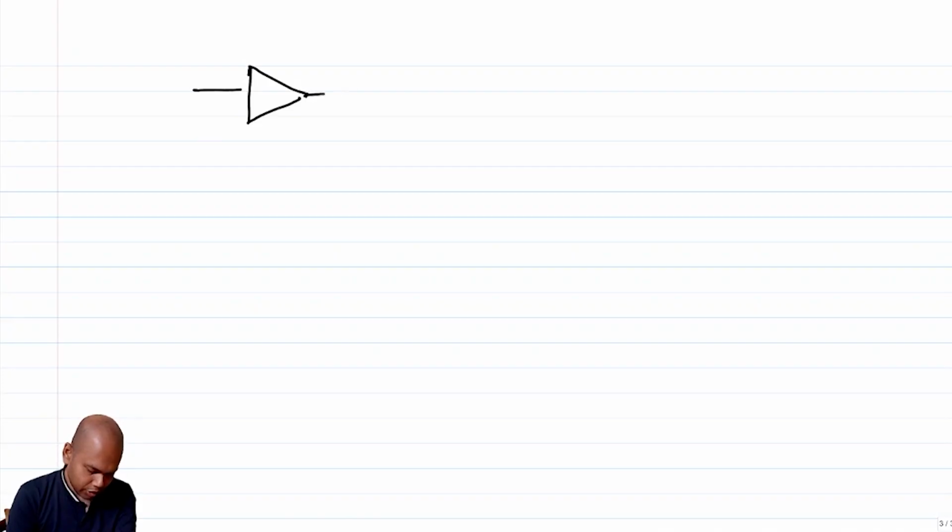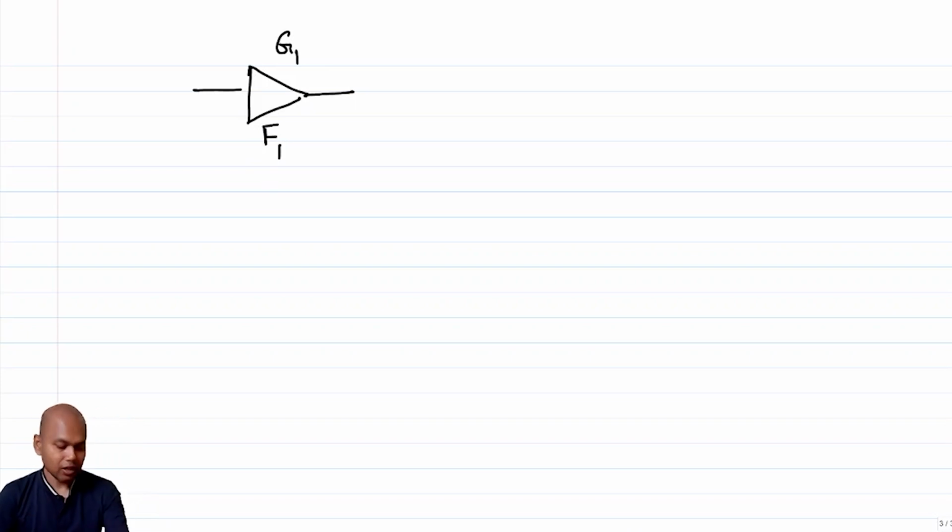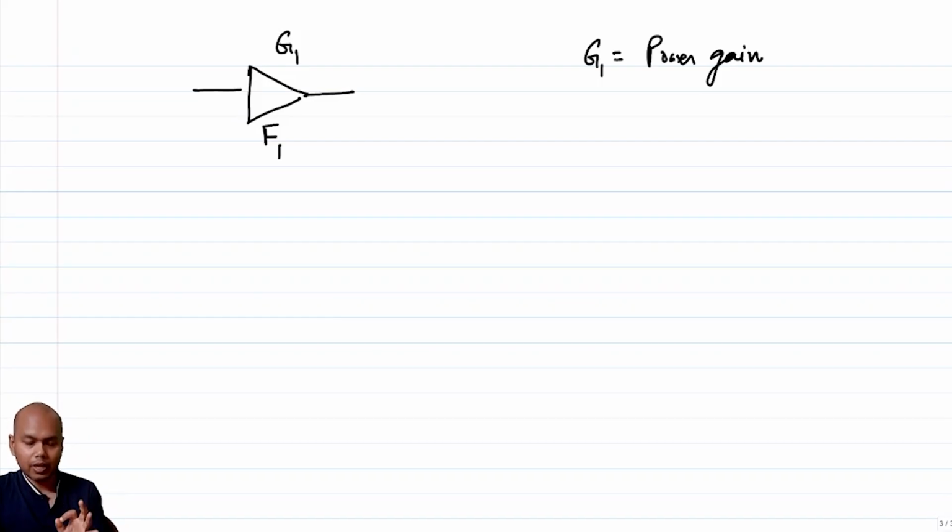So let's do that. We'll assume the same setup. I have one block which has, let's say, a gain of G and a noise factor of F, or let's call this G1 and F1. Again, before I proceed, I would like to refresh your mind with respect to these definitions. G is a power gain, not a voltage gain, and I would like to use a particular term here, called available power gain.